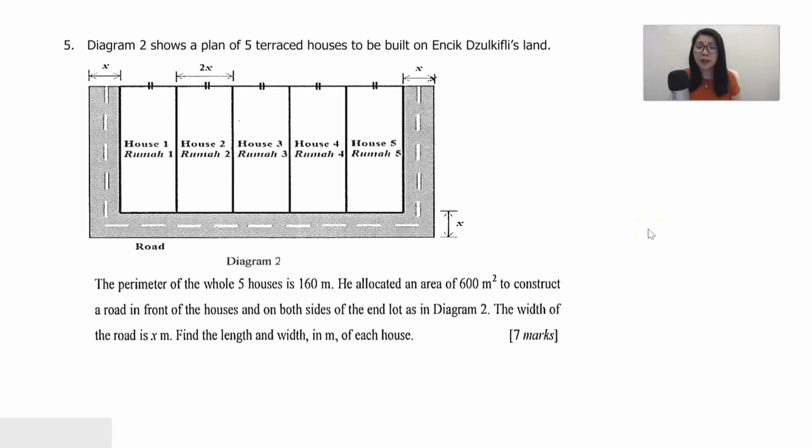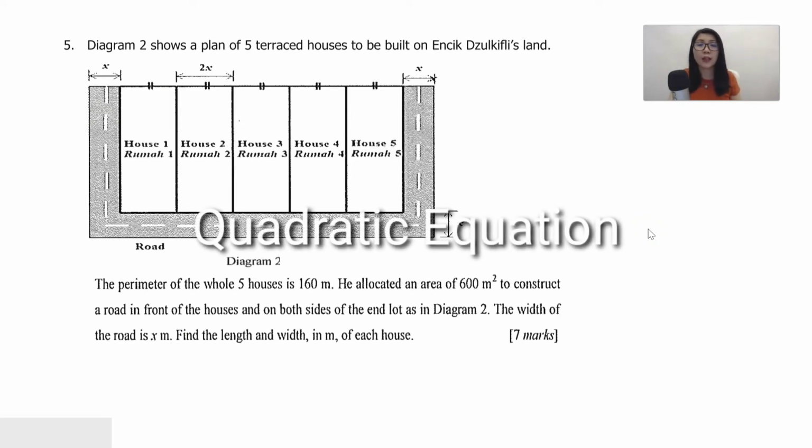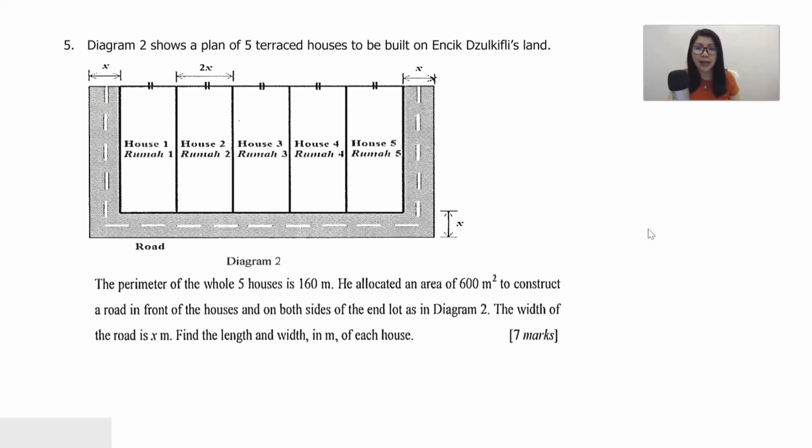Let's look at question number 5. This is under the chapter Quadratic Equation. Diagram 2 shows a plan of 5 terrace houses to be built on Encik Zulkifli's land. The perimeter of the whole 5 houses is 160 meters. He allocated an area of 600 meters square to construct a road in front of the houses and on both sides of the end lots as in diagram 2. The width of the road is x meter. Find the length and width in meters of each house.